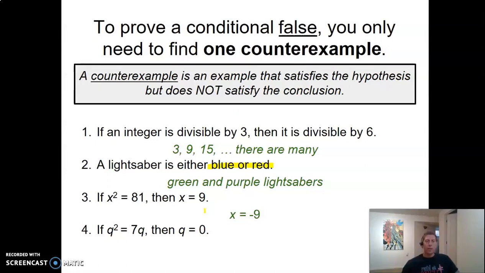And finally, if q squared equals 7q, then q equals 0. In order to solve this, we can get 2 answers: q is 0 or q is equal to 7. Therefore, q equals 7 is a counterexample that disproves this conditional statement, making it false. Counterexample, big word for this slide, proves things false.